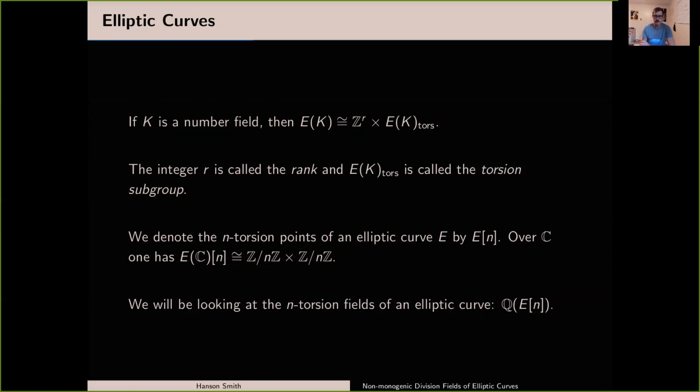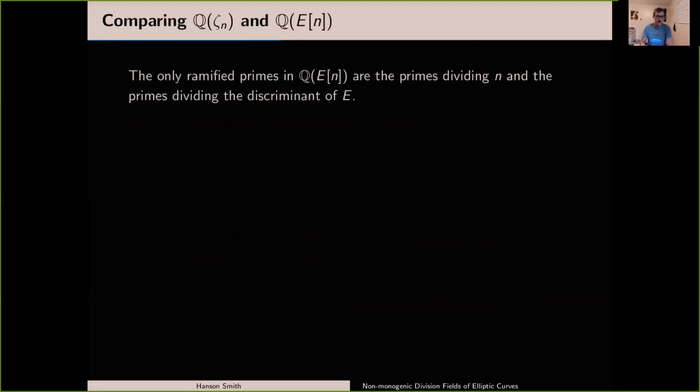So in the n-torsion fields of an elliptic curve, take all the n-torsion points of my elliptic curve, throw them into Q-bar, see what I get. So what do I get? Let's compare with our description of the n-cyclotomic field. Well, the only ramified primes are the primes dividing n and the primes dividing the discriminant. So again, a really nice description of the stuff that ramifies.